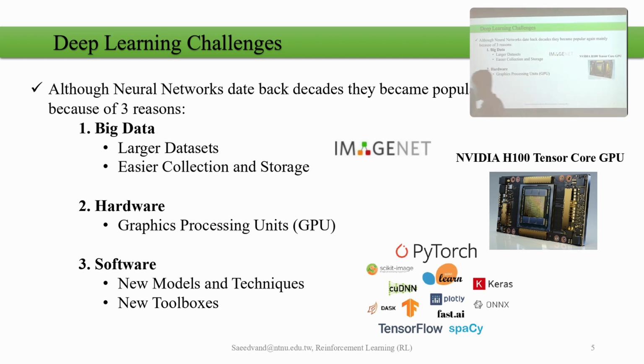On the other hand, the second reason why deep learning became more popular is GPUs, or graphics processing units. As you know, if you are playing games, we have very strong graphic cards. And in machine learning and deep learning, we have GPUs with CUDA cores, which enable us to do faster processing.